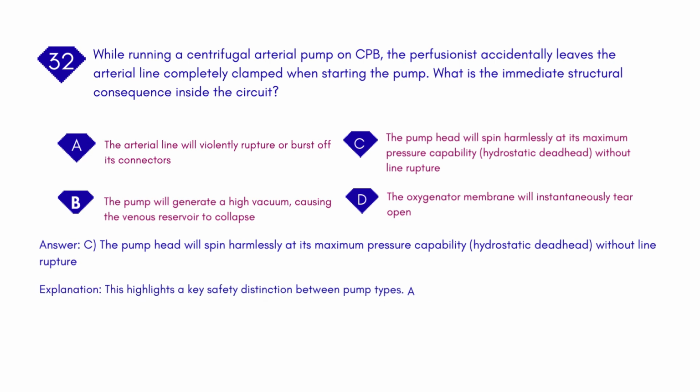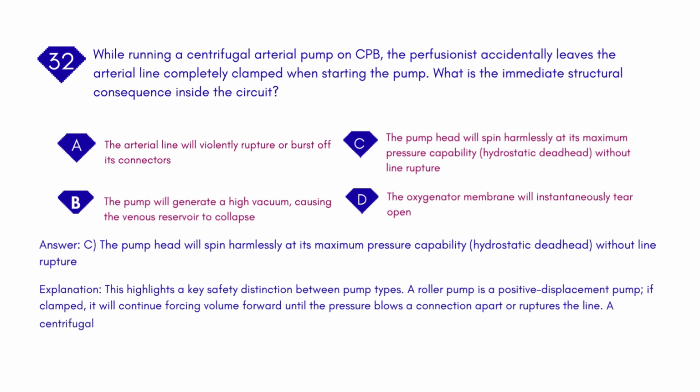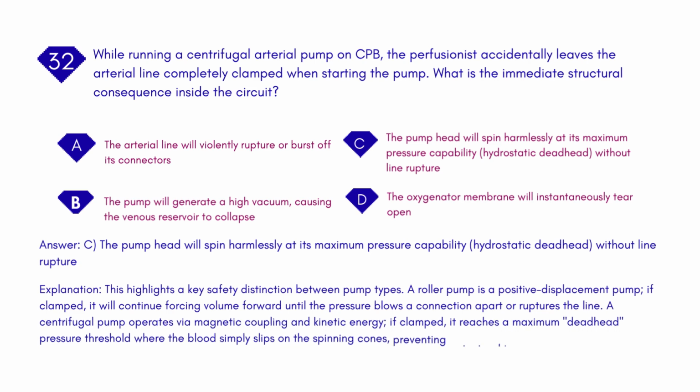Explanation: This highlights a key safety distinction between pump types. A roller pump is a positive displacement pump. If clamped, it will continue forcing volume forward until the pressure blows a connection apart or ruptures the line. A centrifugal pump operates via magnetic coupling and kinetic energy. If clamped, it reaches a maximum deadhead pressure threshold where the blood simply slips on the spinning cones, preventing catastrophic line explosion.